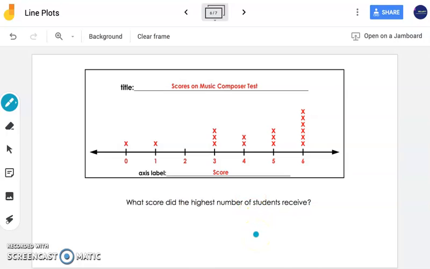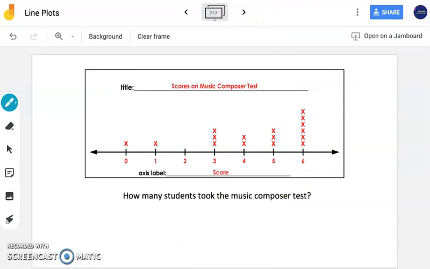This question says, what score did the highest number of students receive? Now, what score did the highest number of students receive? We're going to look on my axis. Here I have a score of 0, 1, 2, 3, 4, 5, and 6. The highest score is a score of 6. So now if you want to identify the highest score, you're looking at your axes. You're looking at the labels here. 0, 1, 2, 3, 4, 5, 6, and 6 is the highest score that we have here.